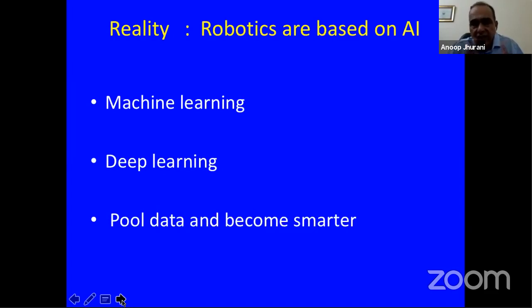What is the real science behind robotics? It's machine learning, it's deep learning. More importantly, the pooled data becomes smarter because of artificial intelligence.